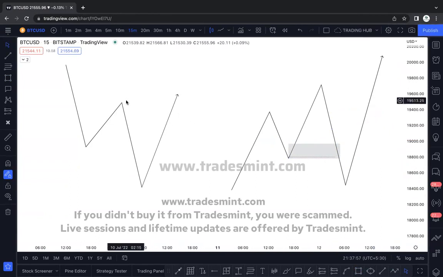So always follow this rule. This is very helpful. Simple thing is structure plus liquidity equals a high probability setup.